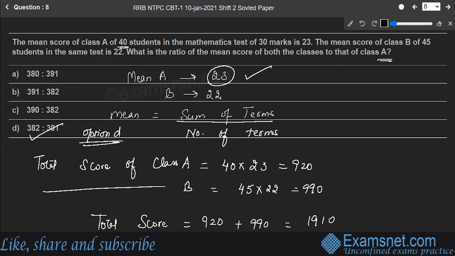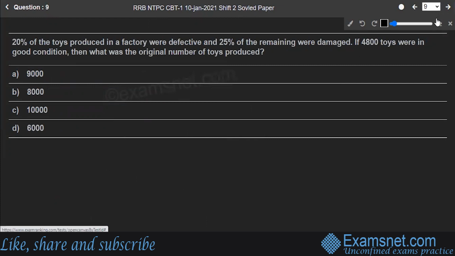Hope you got that. Let's move to the next question, number 9. 20% of the toys produced in a factory were defective, and 25% of the remaining were damaged. If 4,800 toys were in good condition, then what is the original number of toys produced? So quite an easy question, right?